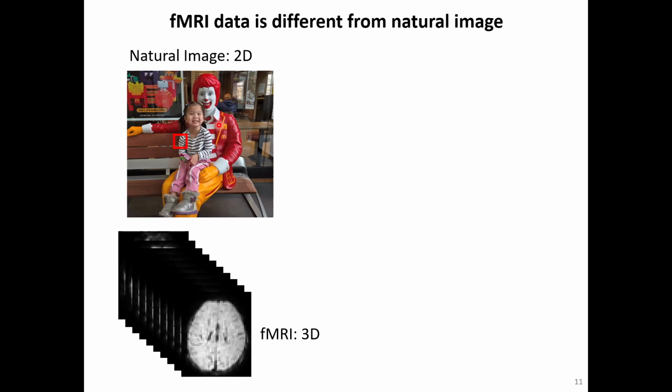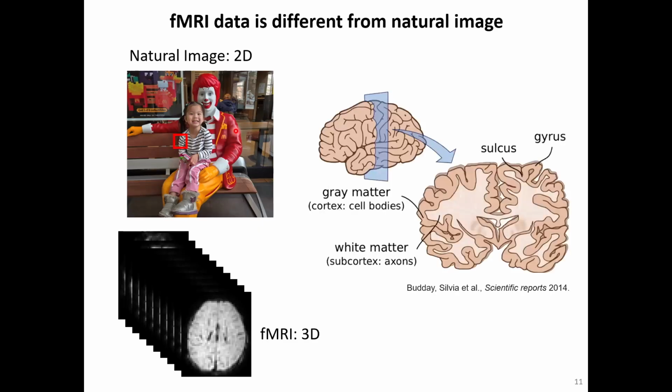However, the functional MRI is itself a 3D. That's why this one more dimension in the input space introduces a lot of complexity in the models. Plus, on top of this, we know that it is not just different from natural images. For the brain, there is a sulcus and gyrus, and the gyrus is highly convoluted across the outside of the cortex, which is very different.